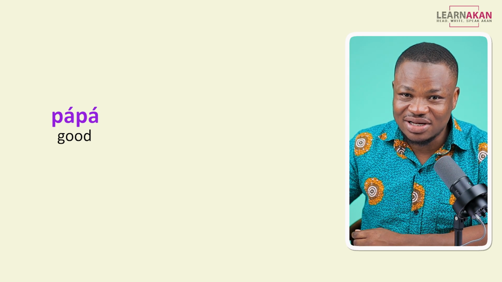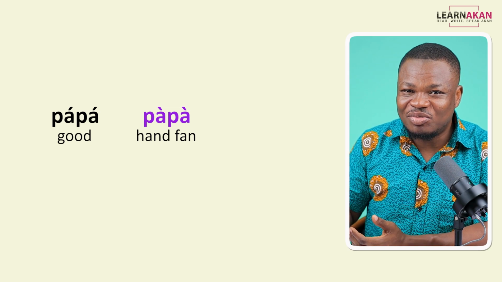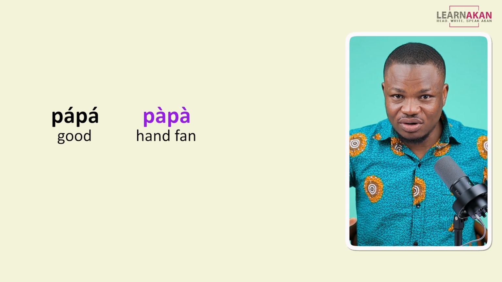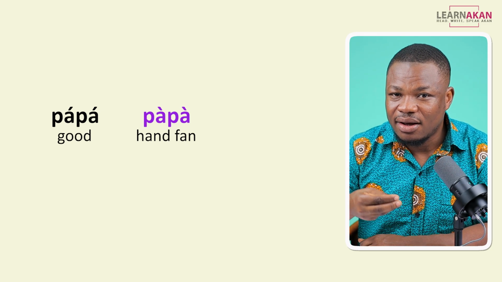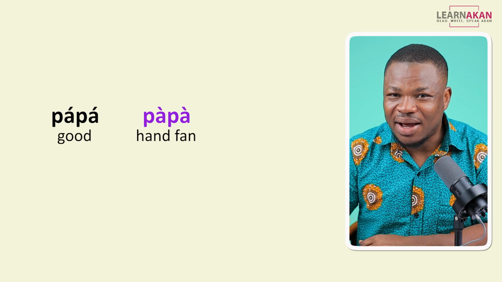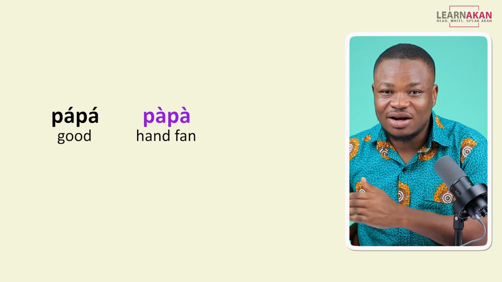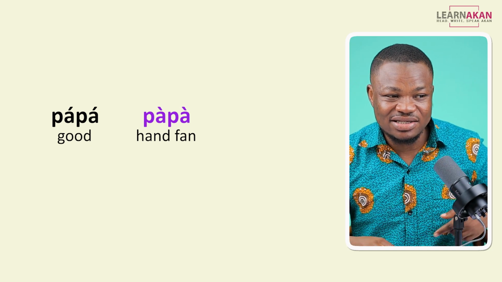marker on both syllables. Now, for the hand fan, I bring the tone on both syllables down, so low, all right? So I say papa, pa, pa, papa. So again, I put the low tone marker on both syllables, right? So we have papa as against papa.